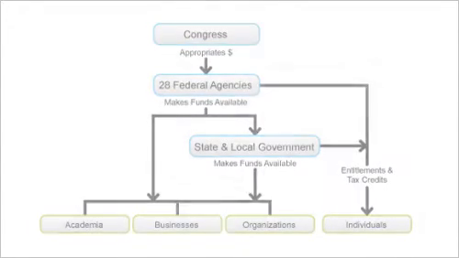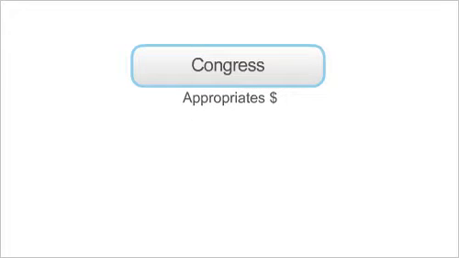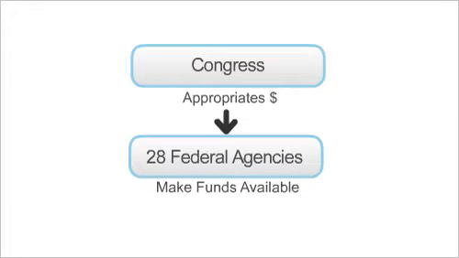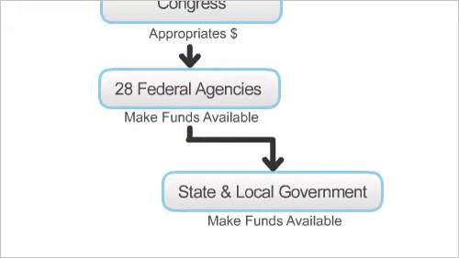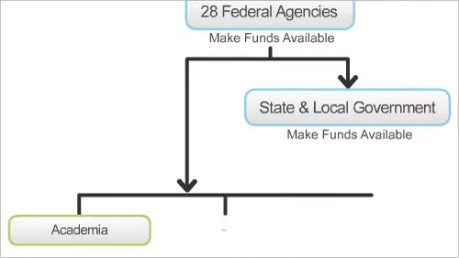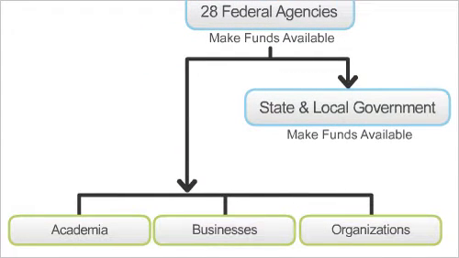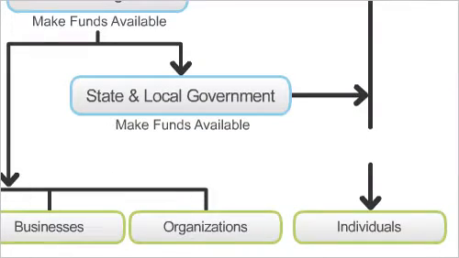In writing the Recovery Act, Congress appropriated funds for specific recovery programs administered by the 28 federal agencies designated to distribute recovery money. Funds were also appropriated to these federal agencies in lump sums to be applied to the agency's other programs. The federal agencies then distribute recovery money either to state and local governments for contract, grant, and loan awards, or directly to academia, businesses, and organizations. Recovery funds are also provided to individuals through entitlements and tax credits.